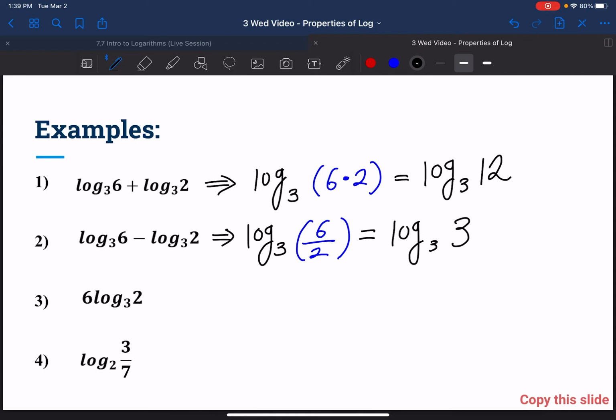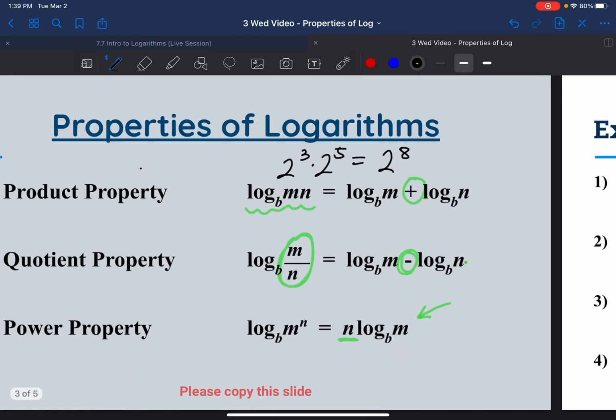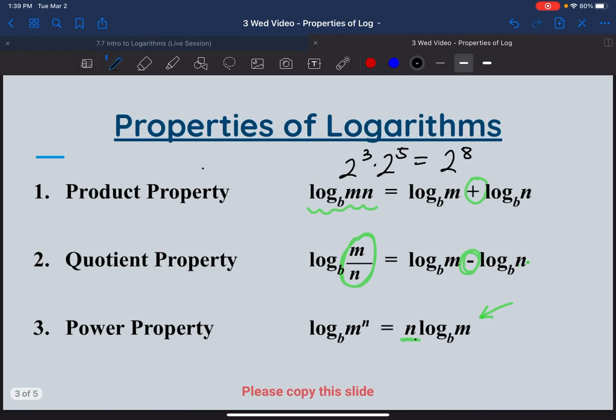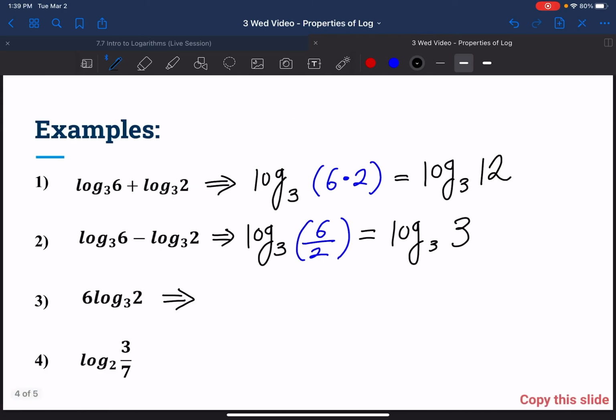There we go. Next one is the power property. When you look at the power property, the n goes to your exponent, right? So we are doing it backward. I have 6 times log base 3 of 2. So this becomes log base 3 of 2, and all you have to do is bring that 6 to the power. So you're basically moving the number in front of the log to the exponent position.